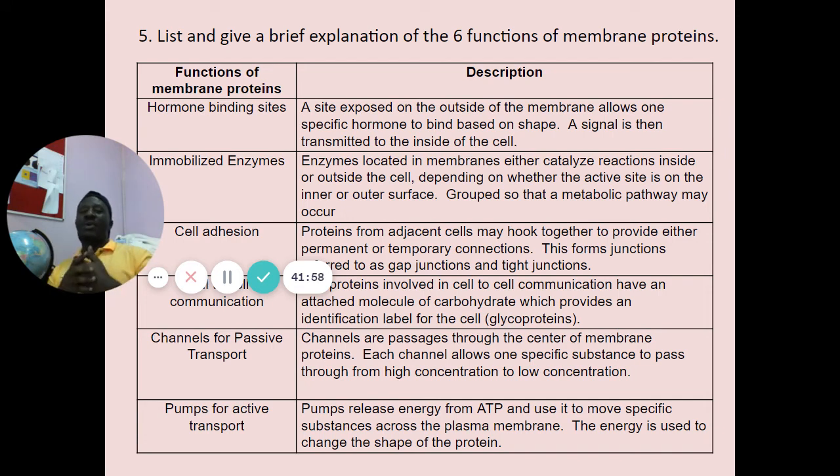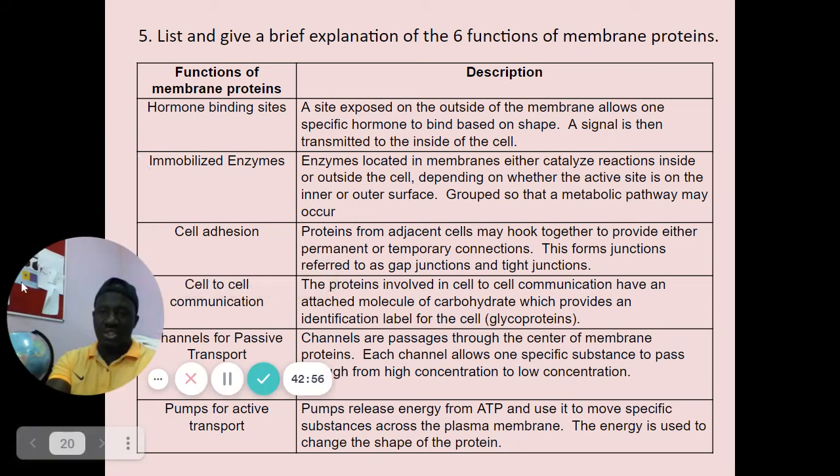Number three, we call them cell adhesion proteins. Cell adhesion proteins: adjacent cells may hook together to provide either permanent or temporary connections. This forms junctions referred to as gap junctions and tight junctions. Sometimes you see one membrane attached to another membrane. It is a result of the cell adhesion proteins, which form gap junctions or tight junctions, whereby one membrane is attached to another to form either a temporary structure, which is the gap junction, or a permanent structure, which we call the tight junction. That is done by cell adhesion proteins.